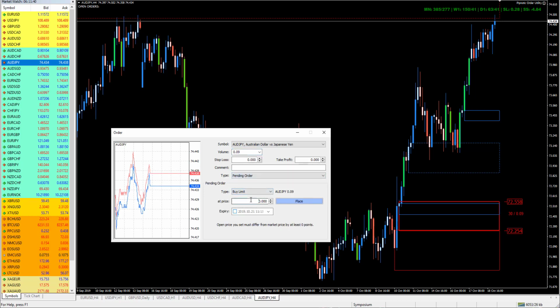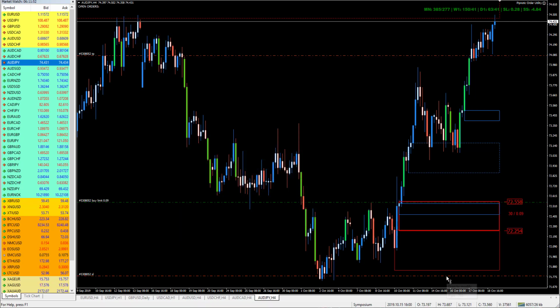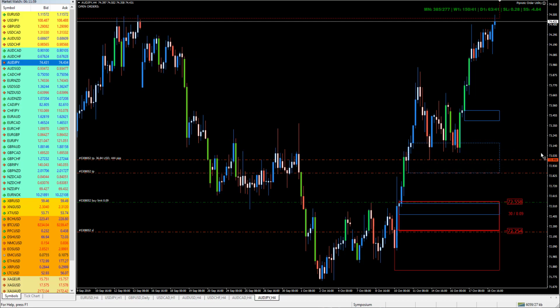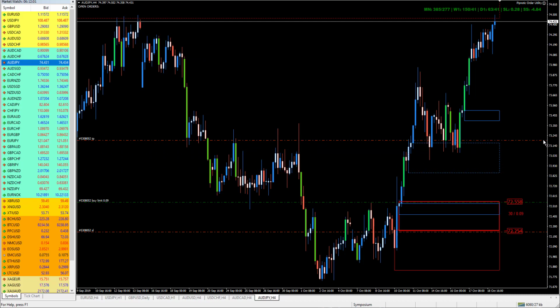Buy the 72.55, 72. Plop that in there. 72. Okay. I'm thinking we'll probably have a bounce here and not even come down here, but we'll leave that in there just in case. Okay.